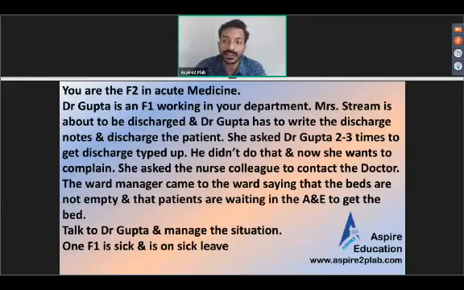She asked the nurse colleague to contact the doctor. The ward manager also came to the ward saying that the beds are not empty and the patients are waiting in the A&E to get a bed. Because if this patient is there in the ward, then a lot of patients are waiting in the A&E. The ward manager has to manage the beds and all. A lot of patients are waiting in the A&E, and the patient who was supposed to be discharged is still in the hospital. So that's a big headache for the ward manager as well. So what we have to do in this station is talk to Dr. Gupta and manage the situation.